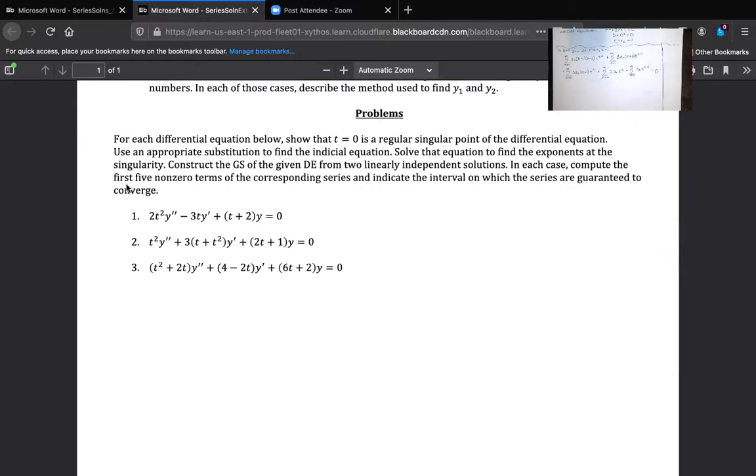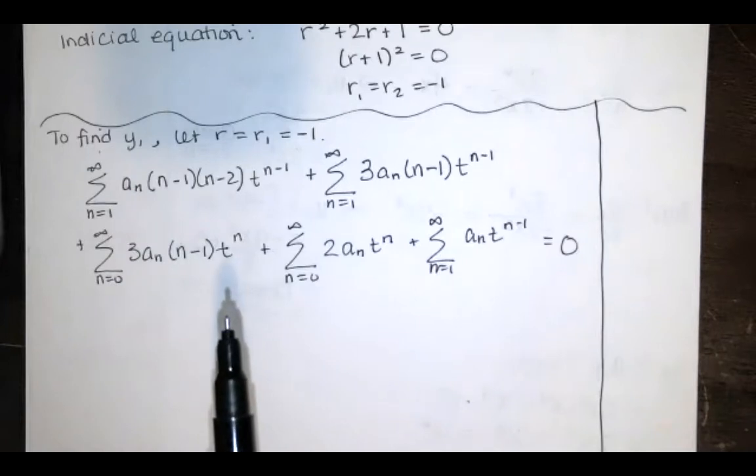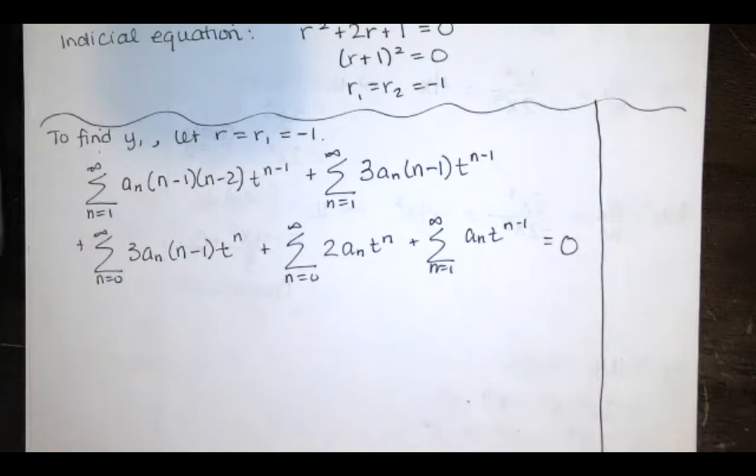But I wanted to point out that you're only asked to find the first 5 non-zero terms of these series. So what you're going to need here is a sub 0, a sub 1, a sub 2, a sub 3, a sub 4, and a sub 5, provided none of those are 0. Or a sub 0 through a sub 4, provided none of those are 0. If some of them happen to be 0, then you will have to compute more terms until you find 5 that aren't 0.